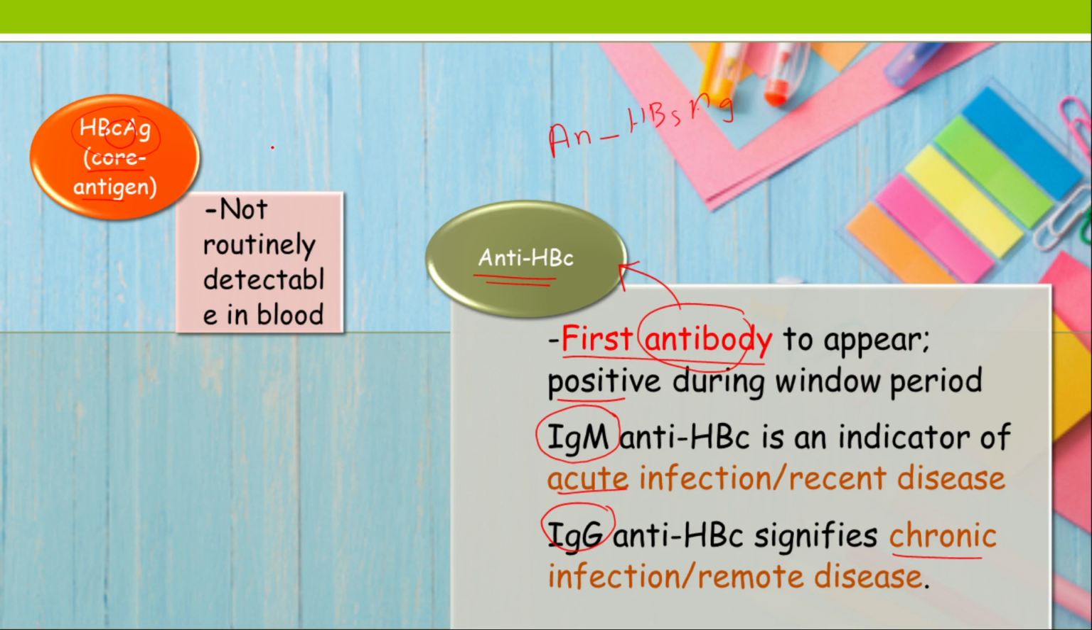So here we have seen the core antigen and antibody. Nothing to remember regarding the antigen, only a few things regarding the antibody, and this is considered to be the first antibody. If it is the first antigen, then it is HBsAg, and if it is the first antibody, then it is anti-HBc. IgM is for acute infection and IgG is for chronic infection.